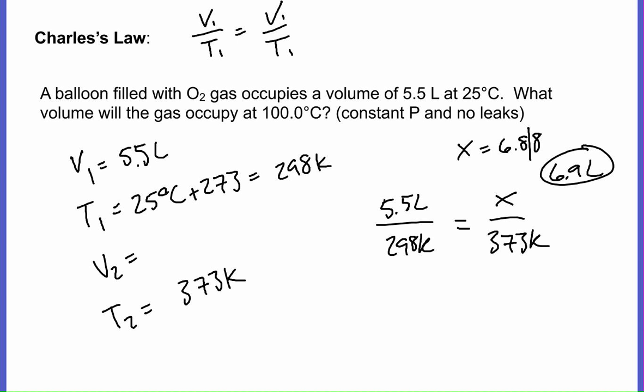So just be careful on these ones because you have to change temperature to Kelvin. Otherwise, it looks like the temperature got 4 times bigger. So you would think maybe the volume should get 4 times bigger, but it doesn't actually work in this case, right? Because 373 is not 4 times bigger than 298. You can only do that kind of work if the temperatures are in Kelvin to begin with. If it was 25 Kelvin to 100 Kelvin, that'd be fine. But gotta change your Celsius to Kelvin first, every time.